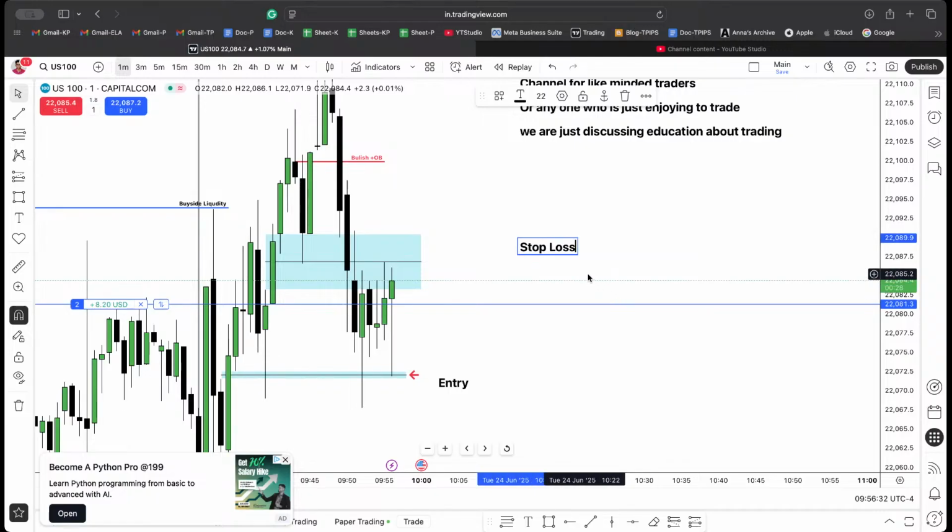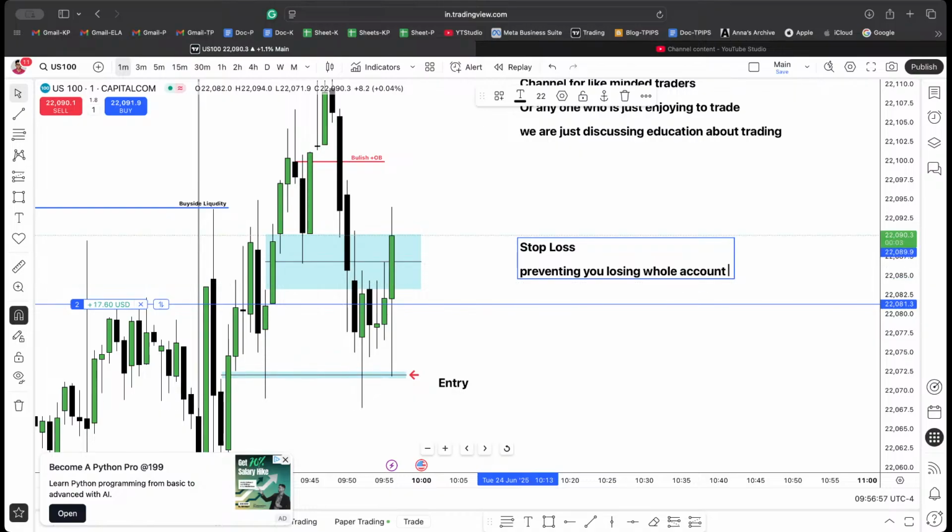I know many of the people will already know about stop loss and take profits. Stop loss is an instrument to prevent you from losing the whole account. And stop loss is very necessary for you.